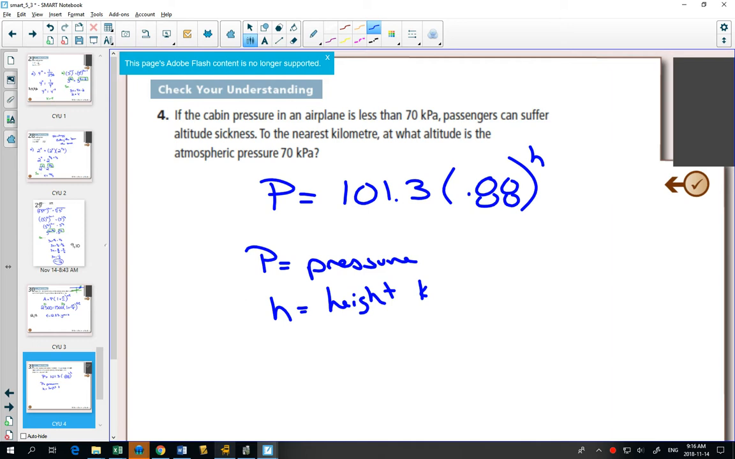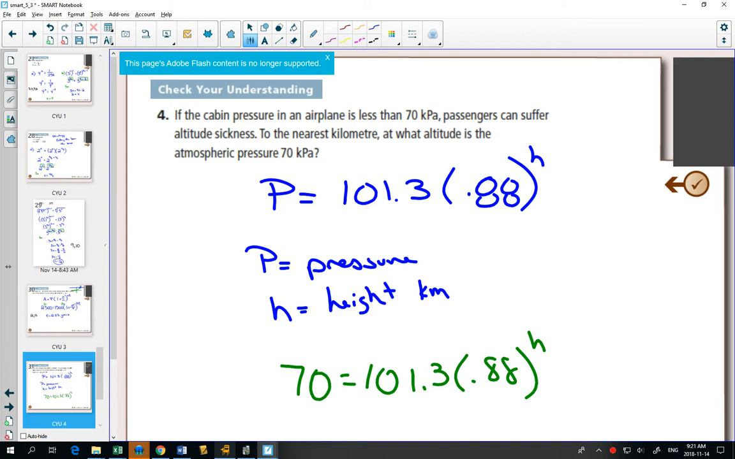Yes, height in kilometers. Has anyone ever suffered atmospheric or altitude sickness? So in this question, if the cabin pressure is less than 70, we'll put 70 in for pressure: 70 = 101.3 times 0.88 to the H.